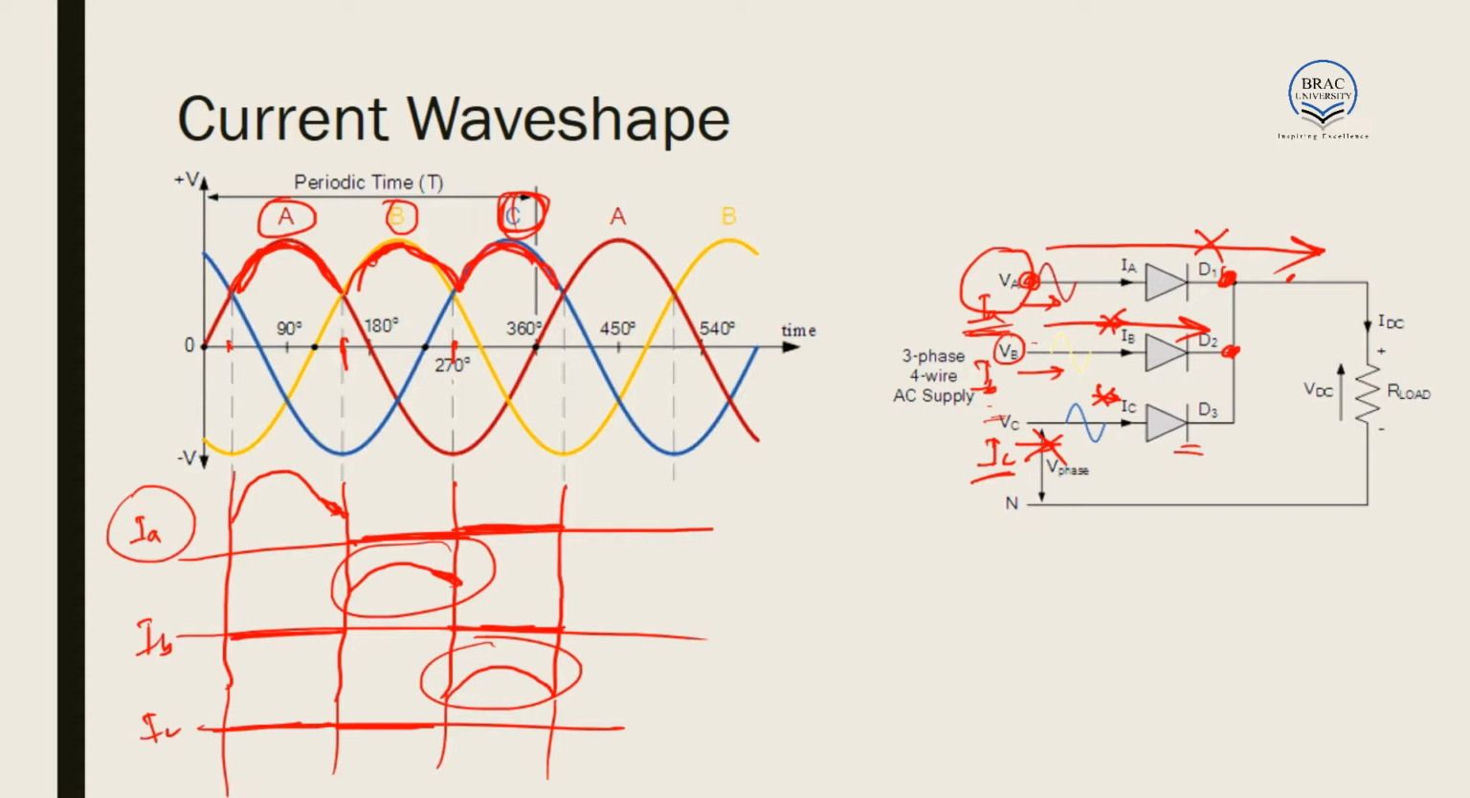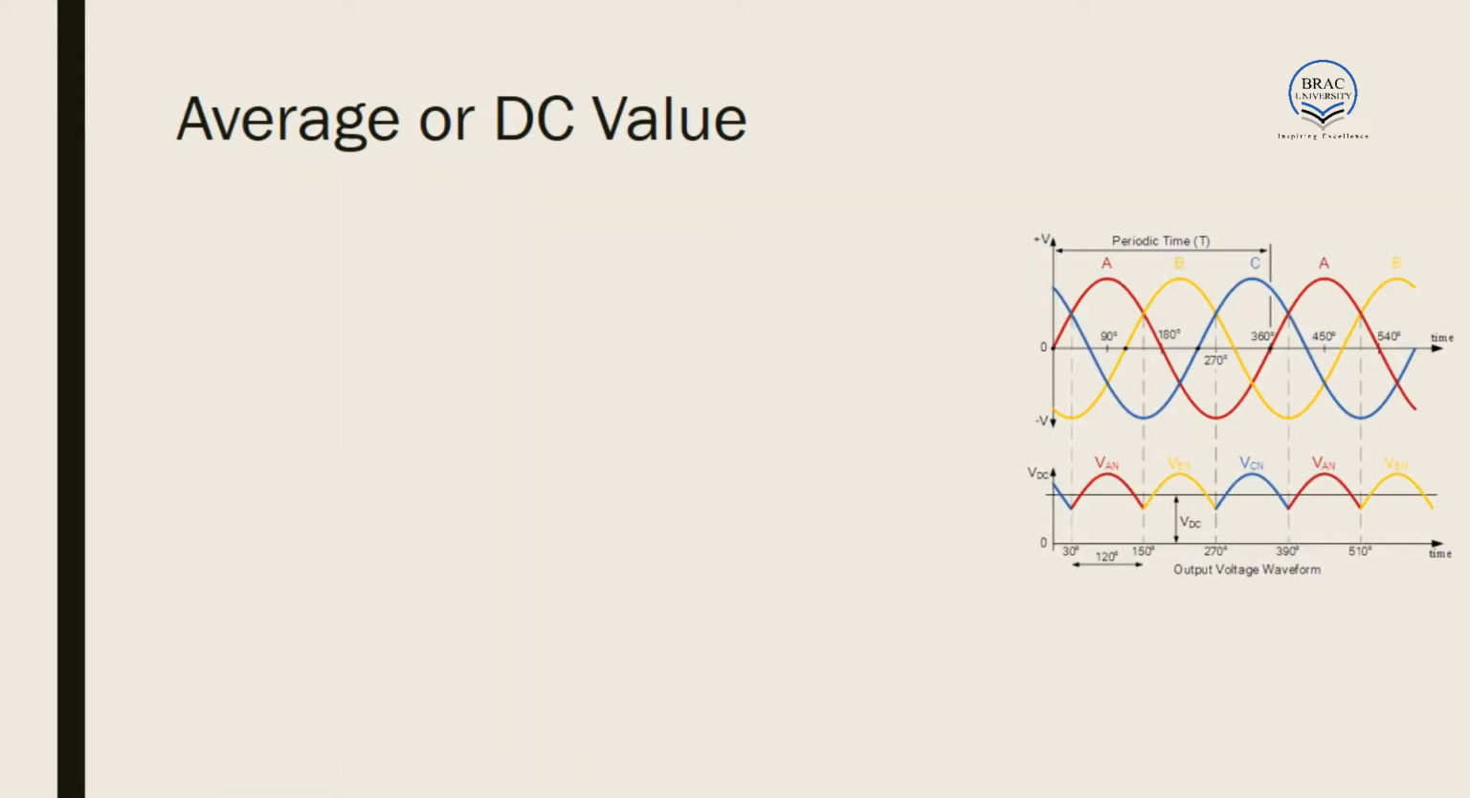The current wave shape and voltage wave shape will be almost similar, only the magnitude will differ. Now let us determine the average value for a half wave uncontrolled three-phase rectifier. In case of three-phase uncontrolled half wave rectifiers, from 30 degree to 150 degree, that is from pi by 6 to 5 pi by 6, we have the output equal to VAN. VAN means VP, the phase voltage. So from pi by 6 to 5 pi by 6, we get V output equal to VP sine theta.